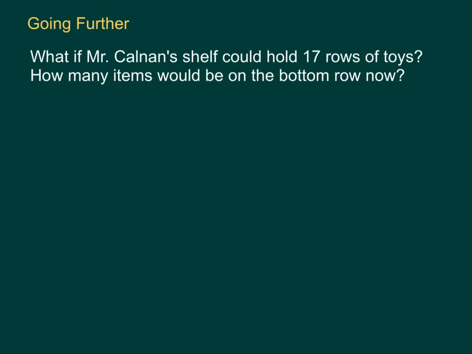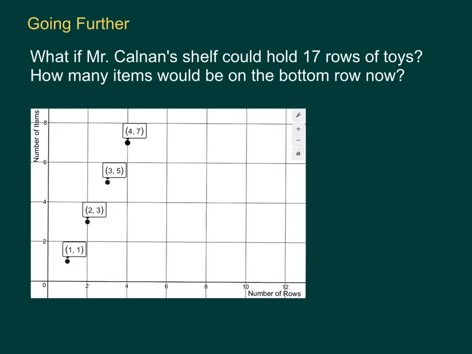Let's start by looking at a scatter plot which compares the number of shelves with the number of items on each shelf. So if I look at this coordinate grid, you can see that I have the number of rows on my x-axis, the number of items on my y-axis. The first row had 1 item, second row had 3, third row had 5, and the fourth row had 7. And so if I look at this scatter plot, what I notice is it actually is completely linear. This relationship is really nice because I'm going up at a constant rate of change.